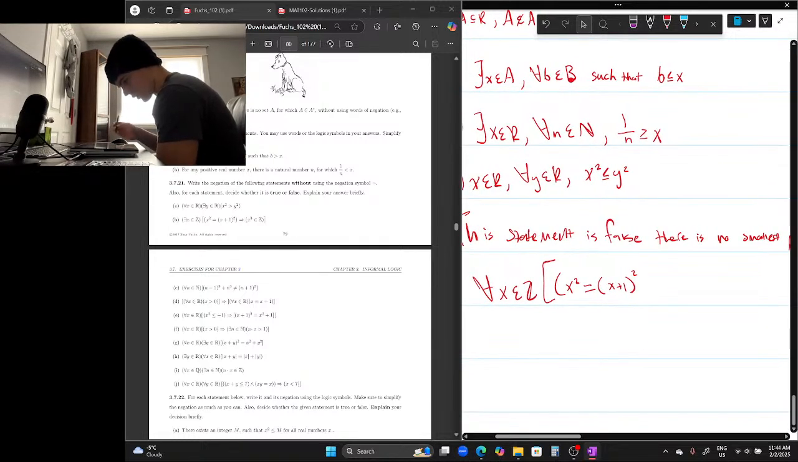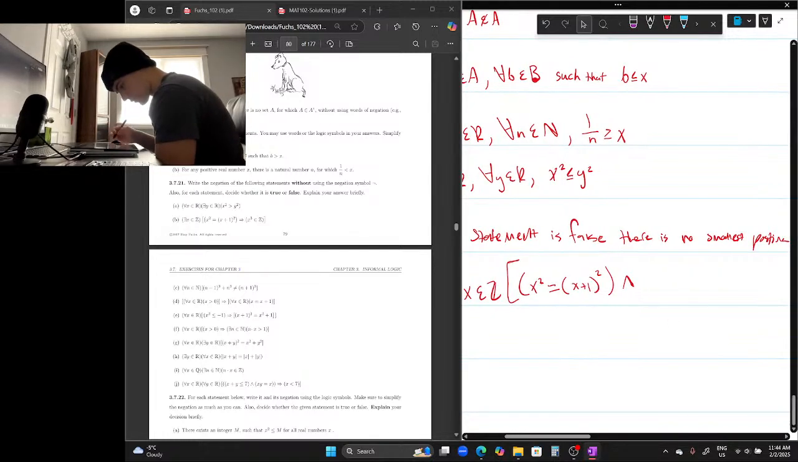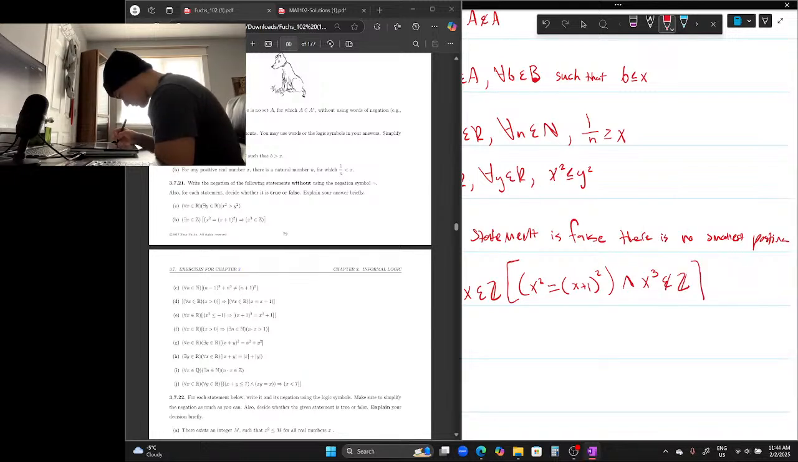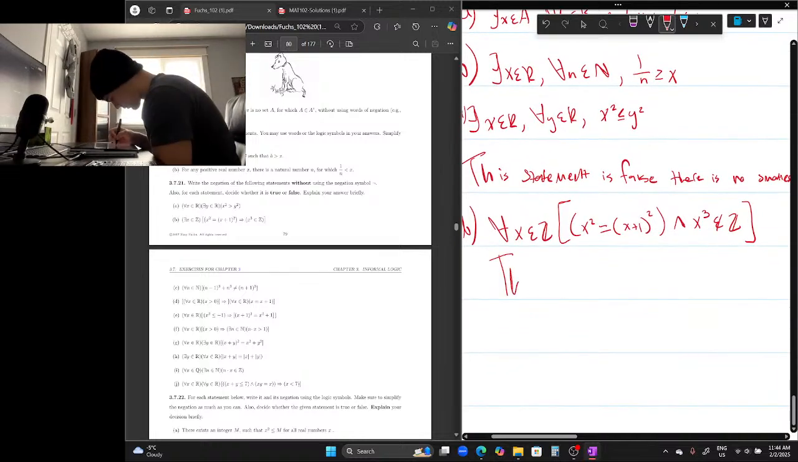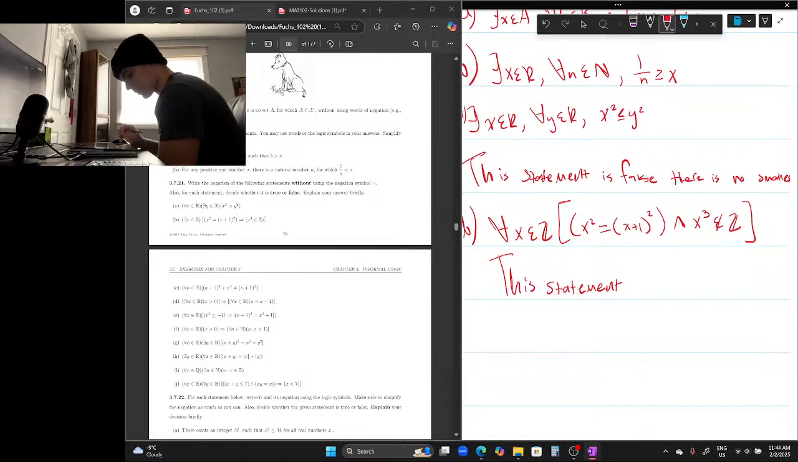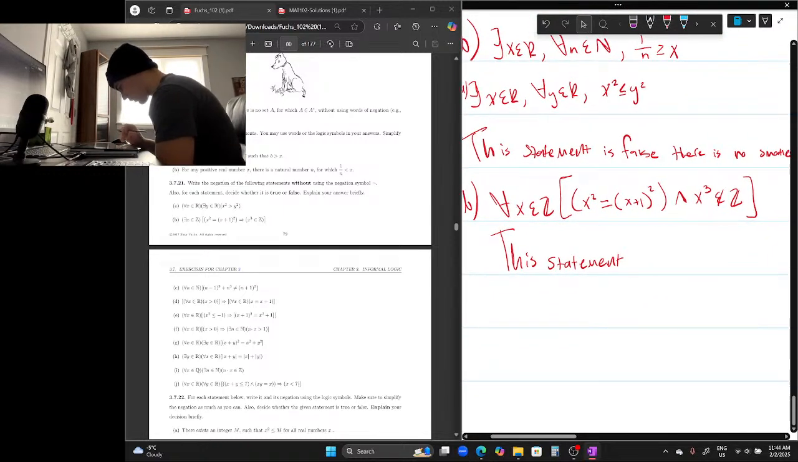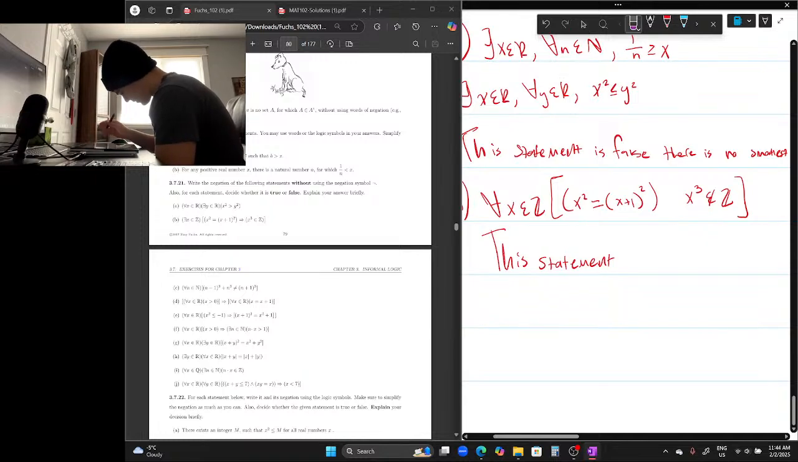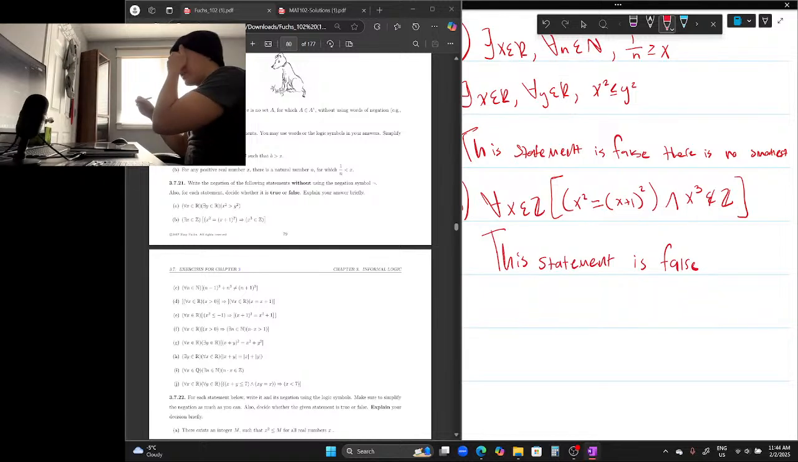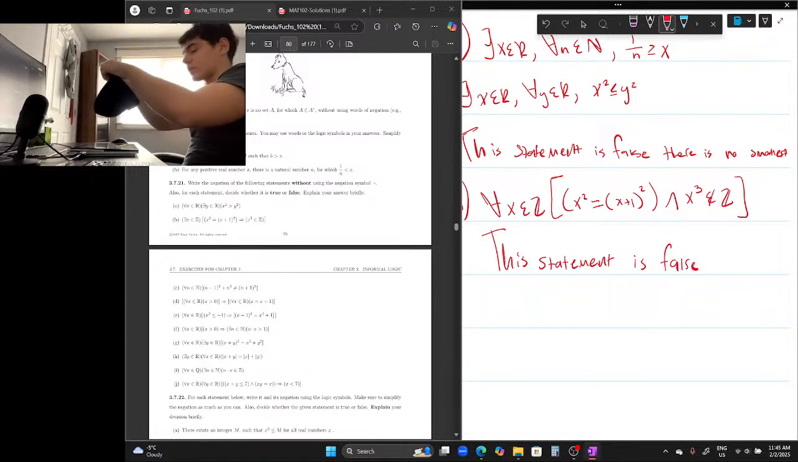Interesting statement. Okay. And x cubed is not in Z. I don't even know what to make of this statement, to be honest. So for all x, x squared is equal to x plus 1. I think this statement is false. I don't think this statement is true. Because if you had, let's say, 9 squared, well, 9 squared is not equal to 10 squared.